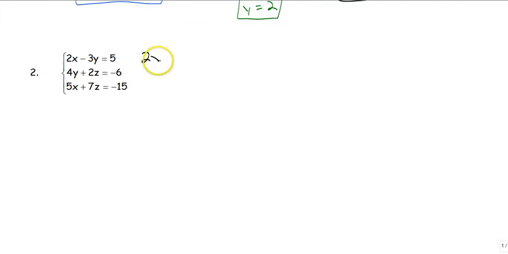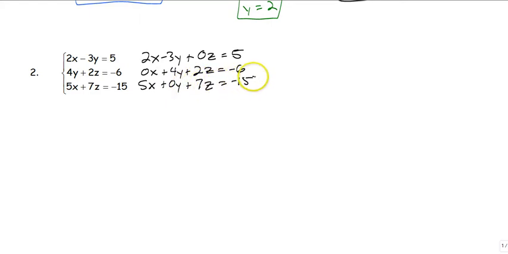I'm going to say that this is 2x minus 3y plus 0z, just so I know what is there, equals 5. I have 0x plus 4y plus 2z equals negative 6. And I have 5x plus 0y plus 7z is equal to negative 15.